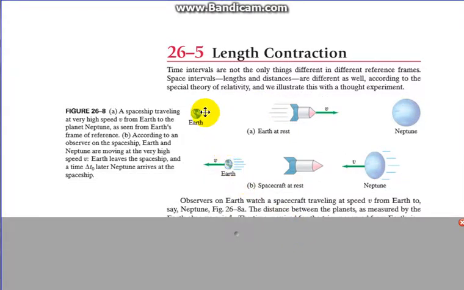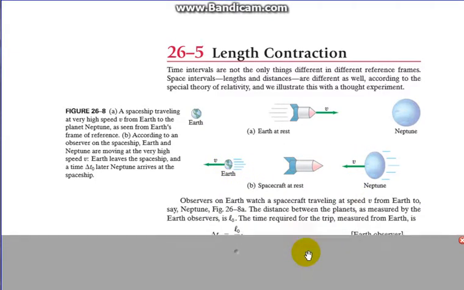Here we have a spaceship going from Earth to Neptune at a certain velocity. From the point of view of the Earth, the ship is going from Earth to Neptune. From someone inside the ship, though, Earth is leaving and Neptune is approaching. Observers on Earth watch a spaceship traveling at speed v from Earth to, say, Neptune. The distance between the planets as measured by the Earth observer is L naught. So that would be the true distance.